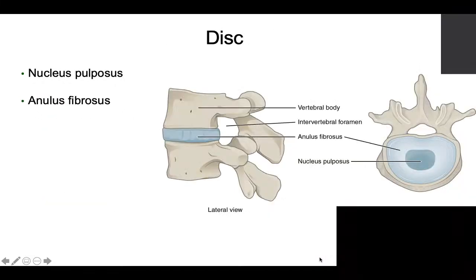So these discs are also going to absorb all of the kind of shock and friction. So again, we never want two bones to be hitting each other, we always want something cushioned in between. So we have those discs in between each vertebra, cushioning, absorbing the shock.